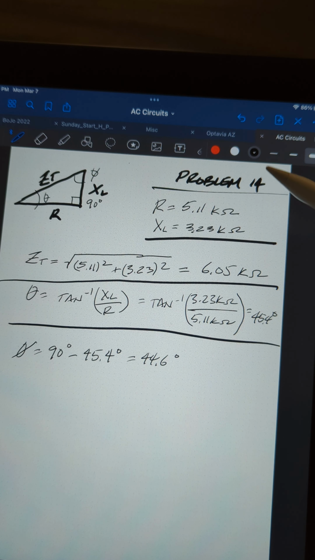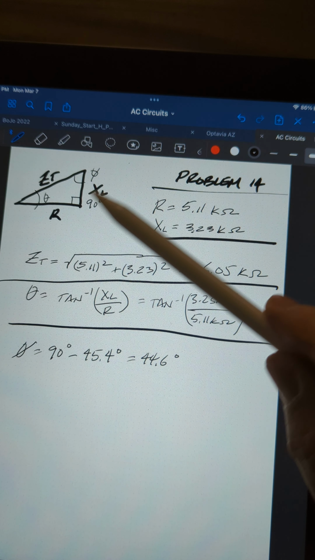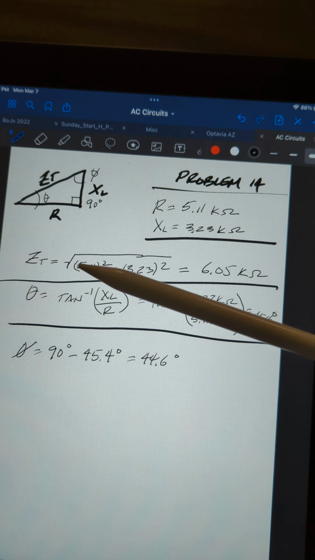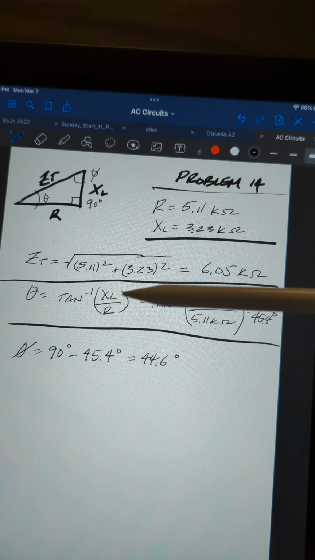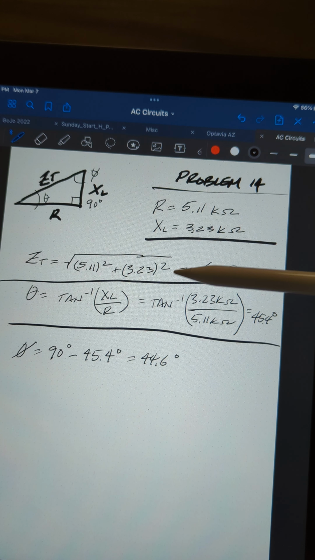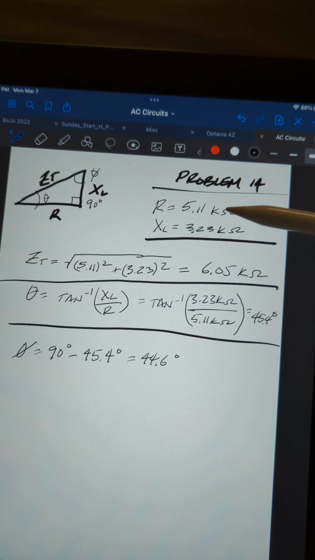In problem 14, the values given are the resistor and the inductive reactance. So that's going to be R and X of L. If I want to solve for the total impedance, I use the Pythagorean Theorem again. I take the square root of the squares. So square 5.11 plus 3.23, square those, add them up, take the square root of that. And I know that my values are in K, so when I finally get this number, the unit is going to be K ohms, and that's what we have here.